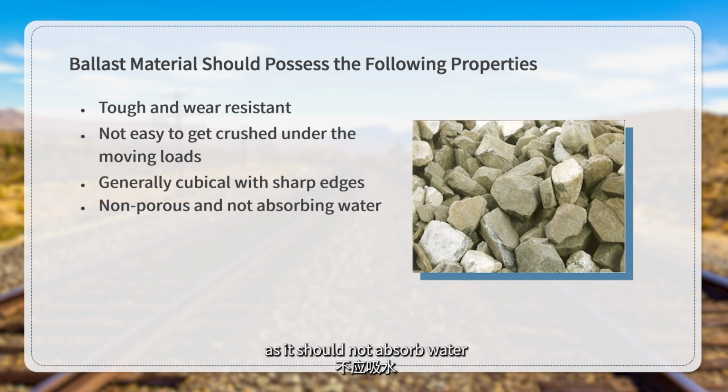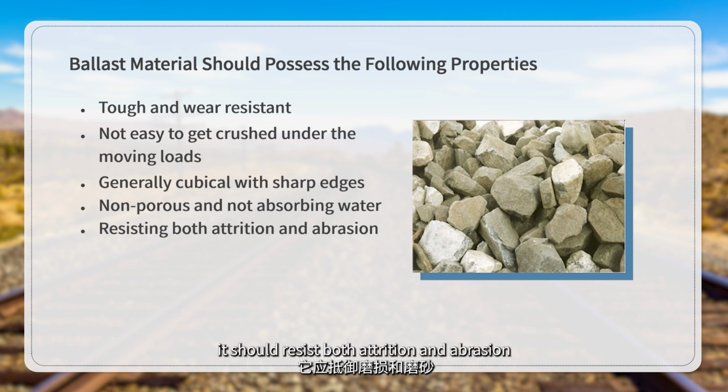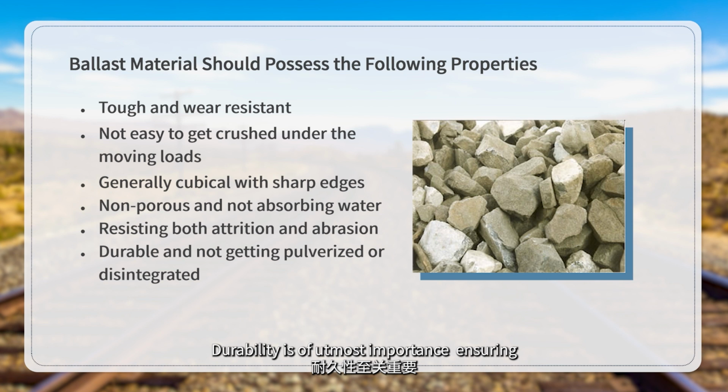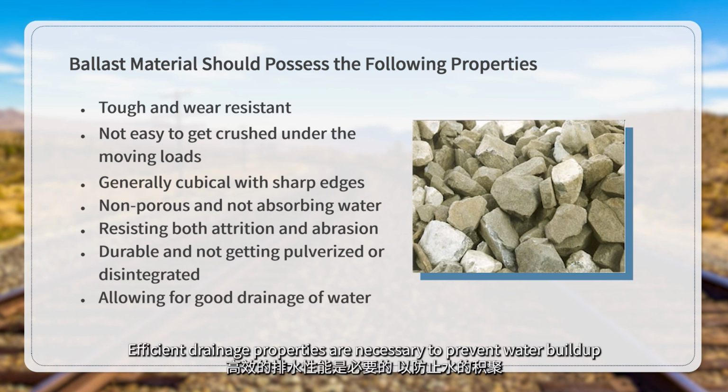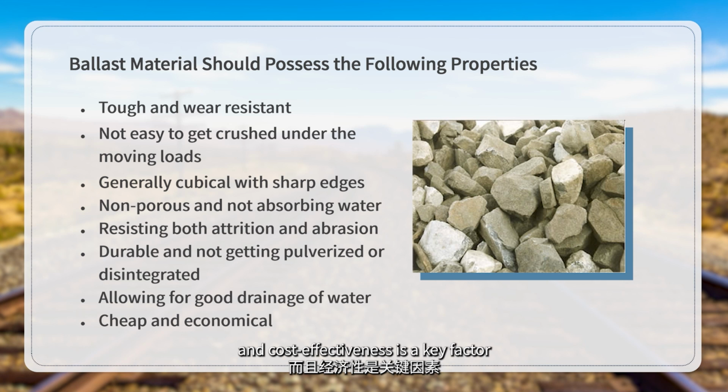Non-porosity is crucial as it should not absorb water, which could weaken the track over time. Moreover, it should resist both attrition and abrasion, maintaining its integrity amidst wear and tear. Durability is of utmost importance, ensuring it remains intact even in adverse weather conditions. Efficient drainage properties are necessary to prevent water buildup, and cost-effectiveness is a key factor, making it an economical choice for railway construction and maintenance.